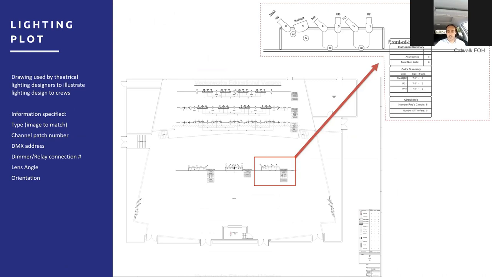A lighting plot is just that. It's a drawing used by theatrical designers to provide instructions for lighting design installers and crews. It provides information such as what type of fixture, how it's positioned, the channel patch number to correspond with the lighting console, the DMX address, lens angle, and orientation. You can see they're shifted in different directions. It needs to be specifically matched. And the dimmer relay connection number ensures that the operator has all control over these lights.